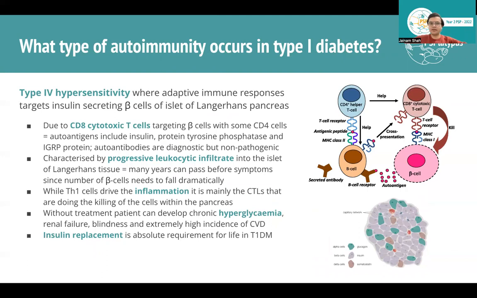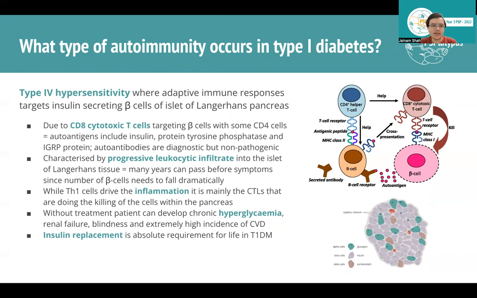So firstly, type 1 diabetes. That's the one that is an autoimmune response against beta cells of the islets of Langerhans, which is found in the pancreas. We know the beta cells secrete insulin, and this is a type 4 hypersensitivity reaction. In other words, you have immune complex formation, and it's what you would call a delayed hypersensitivity.